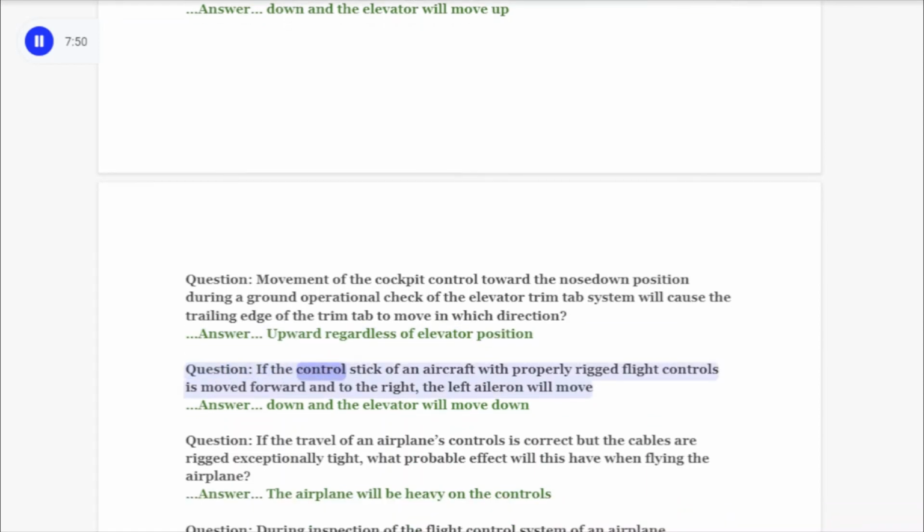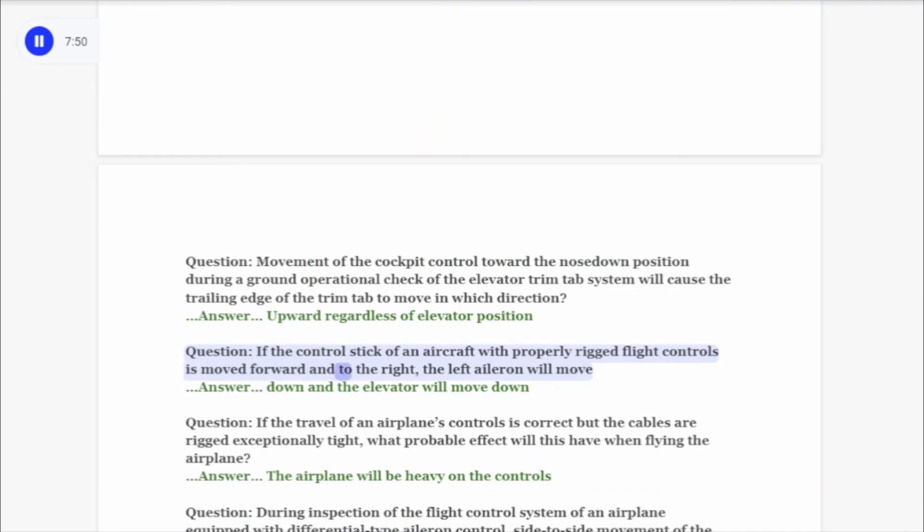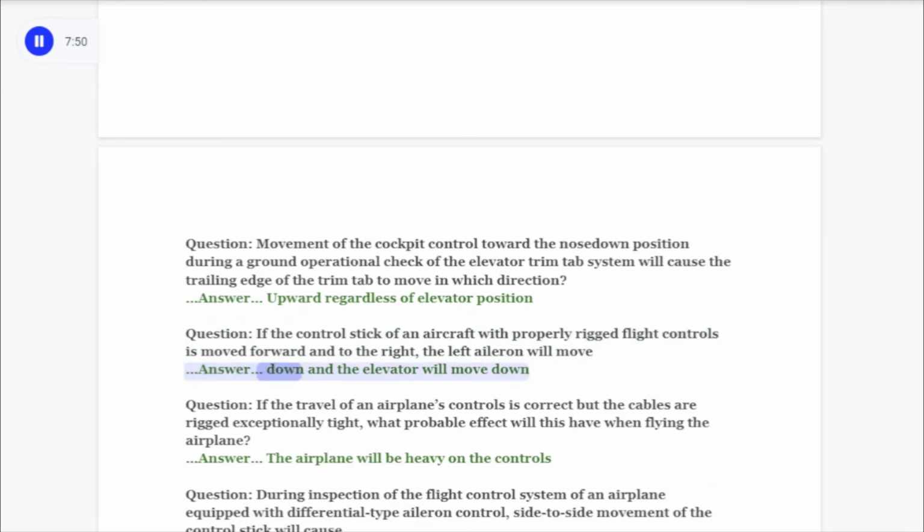Question: if the control stick of an aircraft with properly rigged flight controls is moved forward and to the right, the left aileron will move. Answer: down and the elevator will move down.